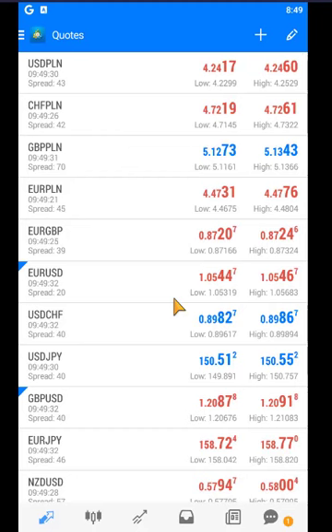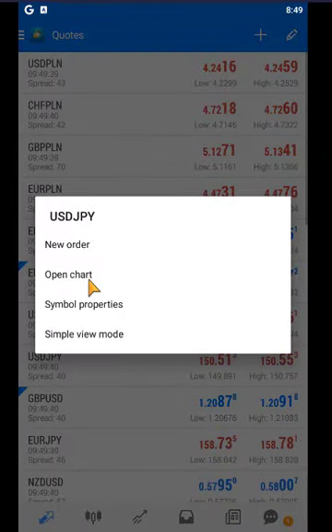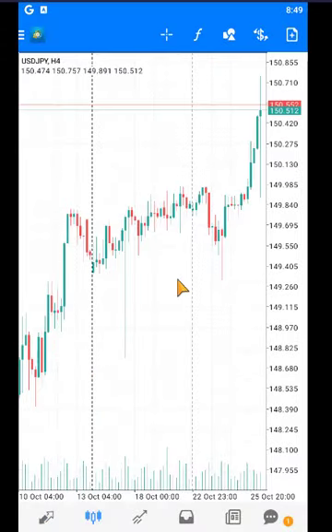Let's start by opening a chart. I'll just click on any of these, so let me do USDJPY, open chart. The chart is open right now, and as you can see, this is a plain chart.